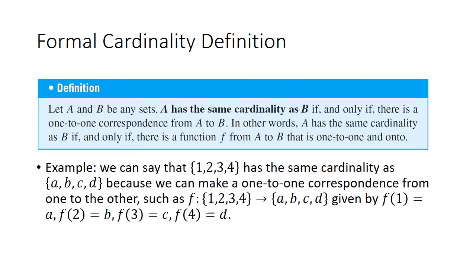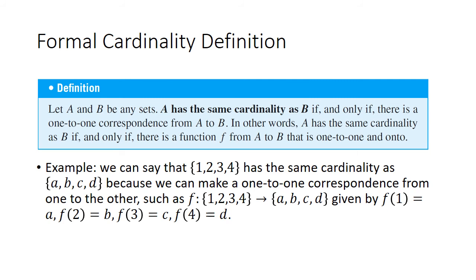Okay, so here is our more formal definition of cardinality, and we need this definition in order to explore the concept that there are different kinds of infinities. So let A and B be any sets. Then we say that A has the same cardinality as B if and only if there is a one-to-one correspondence from A to B. In other words, A has the same cardinality as B if and only if there is a function f from A to B that is both one-to-one and onto.